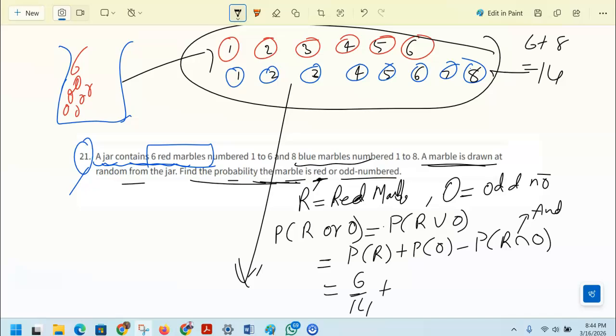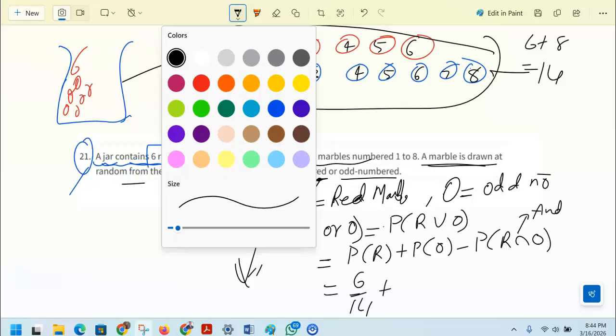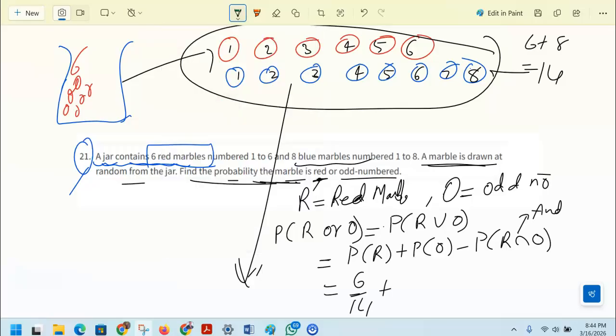The total is 14 because 6 plus 8 is 14. How many are odd numbers? Let me use the green color to show. The odd numbers are 1, 2, 3, 4, 5, 6, and 7. So there are 7 odd numbers, so it is 7 out of 14. Now you have to subtract those which are red as well as odd. Among the reds, the odd ones are 1, 2, and 3. So there are 3, and you have to take that away.